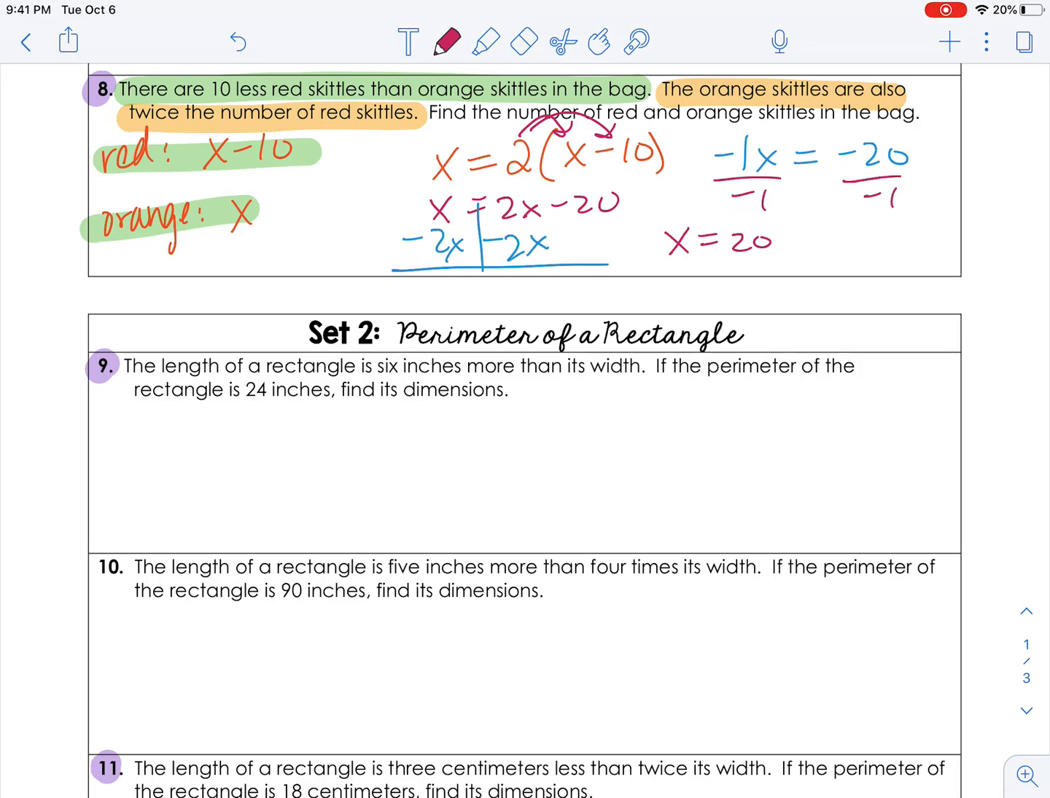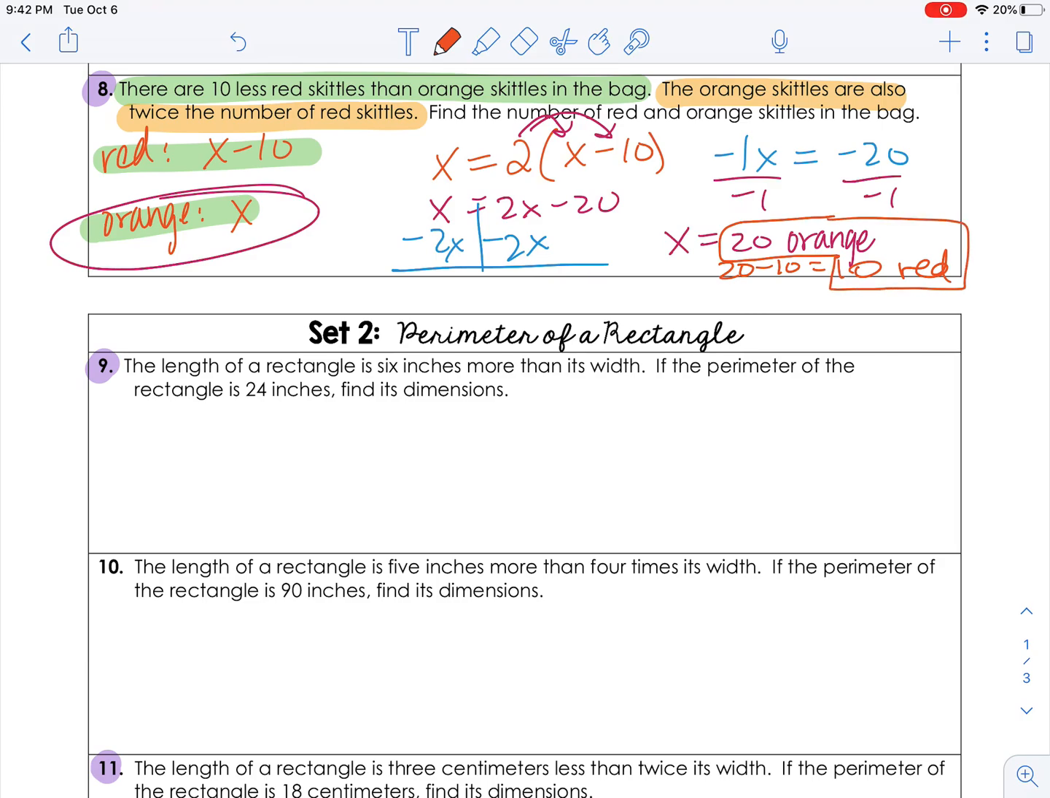I have to remember what x is. X is the number of orange Skittles, so x equals 20 orange. And how many red? To find the red, I need to take 10 away from 20. So 20 minus 10 is 10 red Skittles. So our answer is 20 orange Skittles and 10 red Skittles.